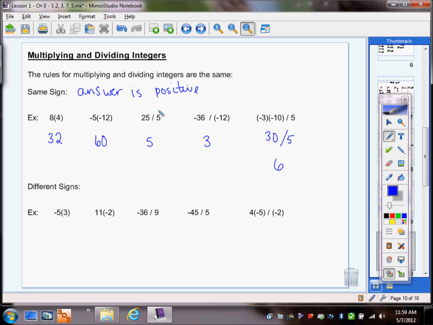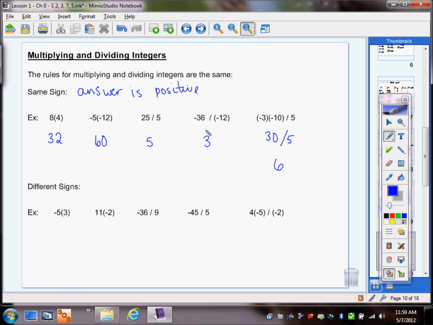Now this is where it gets confusing between multiplication and addition. In addition, if your signs match, you add them together and keep the sign the same. So if you have two negatives, in addition, you have a negative answer. Whereas in multiplication, if you have two negatives, you have a positive answer. So just do the best you can to keep that straight.